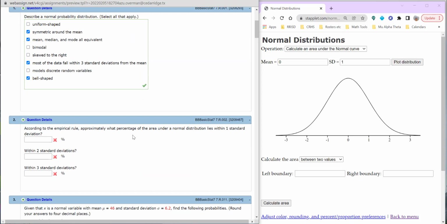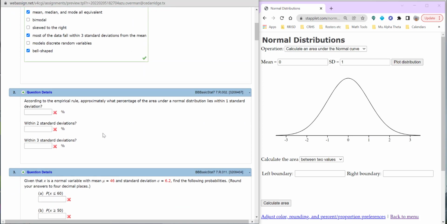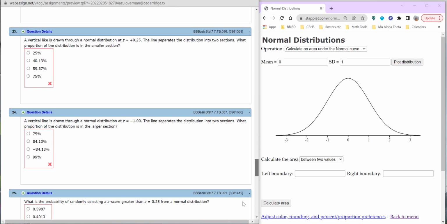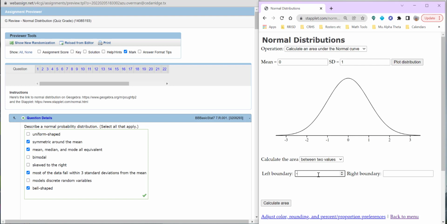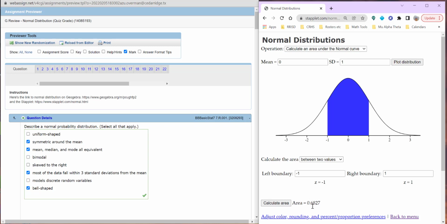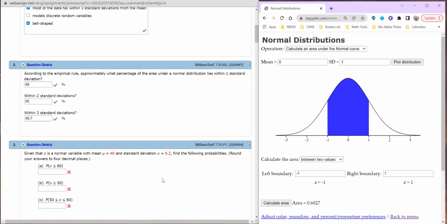Okay, according to the empirical rule, what percentage of the area under a normal distribution lies within 1 standard deviation? So it's just basically having you type in, so we got 95 and 99.7. So this is something that should be on your 3x5 card, okay? We'll hit submit. And if you forgot it, here's how you could find it. On the right side here, I could say, oh, 1 standard deviation means -1 to 1. Now this is going to give you a more precise value. See, it's not exactly 0.68, but it's close.